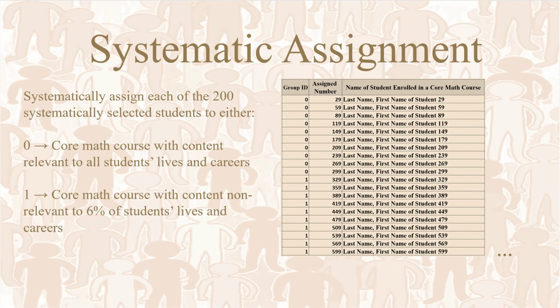Students assigned 0 would take the core mathematics course with relevant mathematics content, and students assigned a 1 would take the core college mathematics course with non-relevant course content.